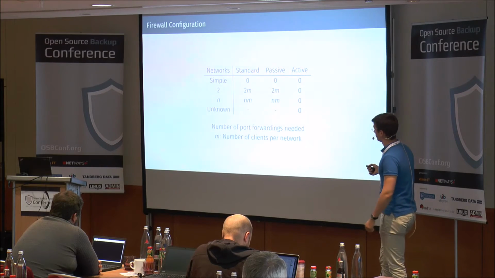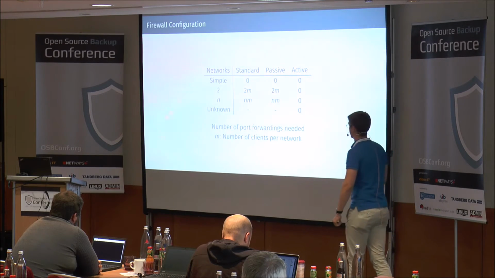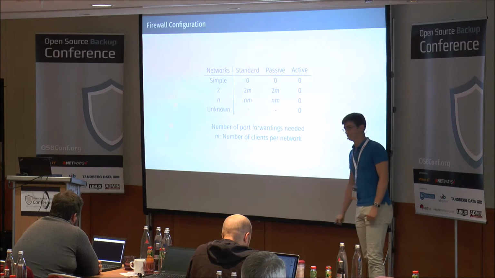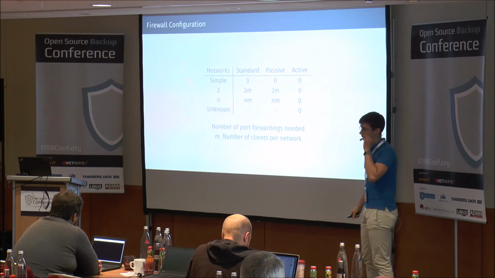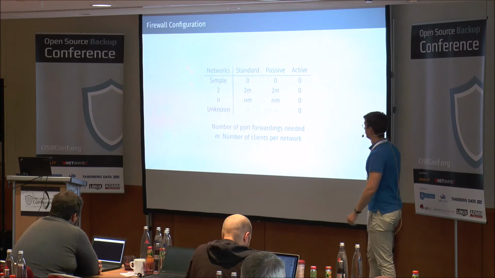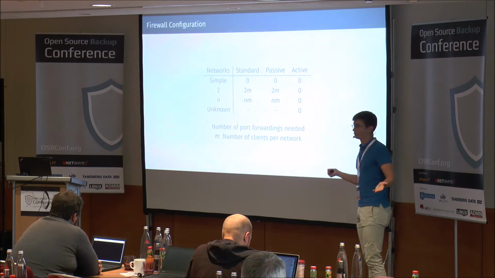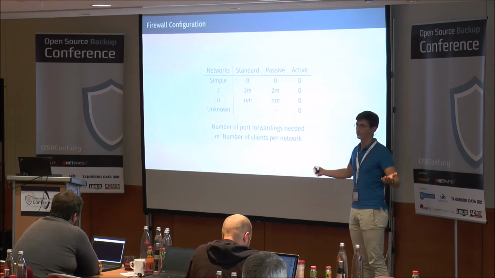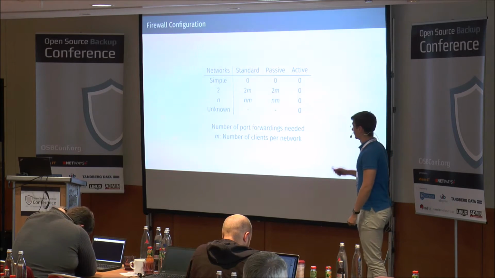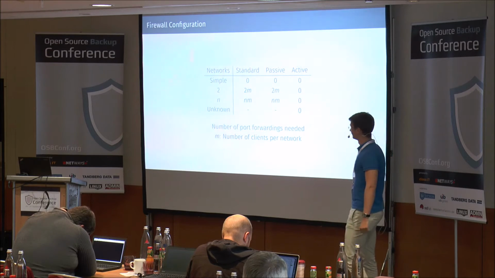Now we have N networks, and we get N multiplied with M for standard and passive, but 0 for active. And now the interesting part again, you have an unknown network, and you can do this with standard or passive mode. But with active, no port forwarding needed.